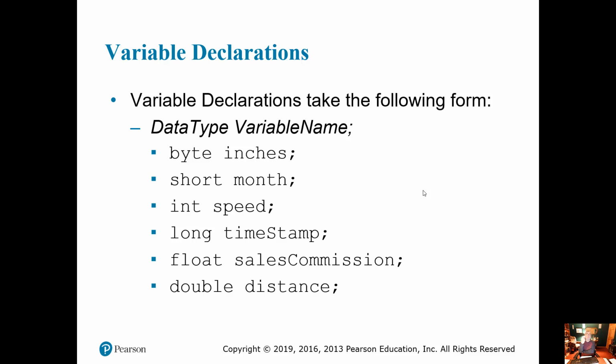So when we declare a variable, we first declare the type, like byte, short, int, whatever, and we give it a name. The name can be anything we want, as long as it's not one of the keywords. Keywords you can find in your book. Keywords are special words that Java uses, which mean specific things.